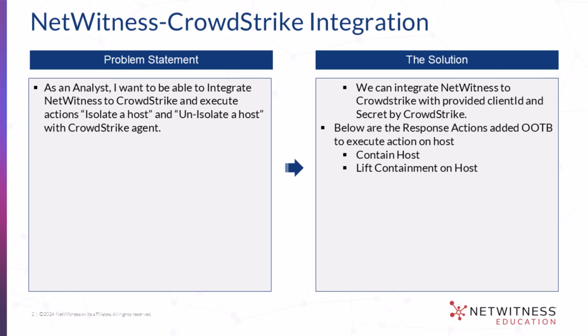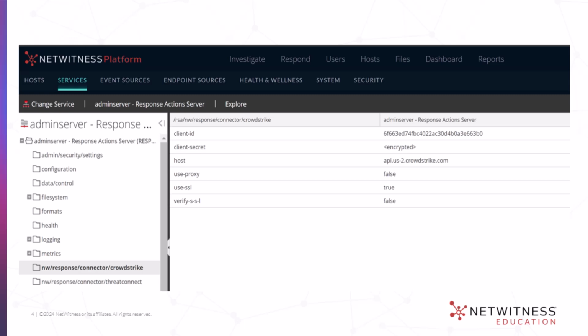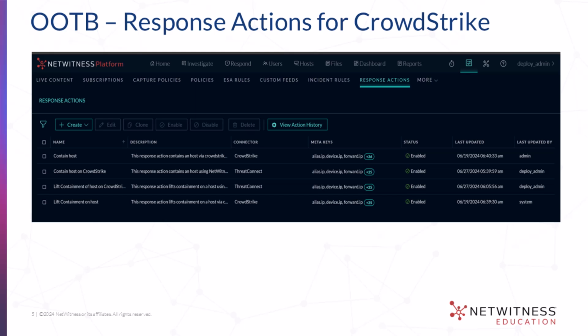Now to integrate, we will be requiring the CrowdStrike client ID and client secret, so those details need to be fed in the Explorer page of Response Action Server, under NetWitness Response Connector CrowdStrike. So here you need to configure the client ID and client secret provided by CrowdStrike, and the host where the CrowdStrike environment is hosted. And if you are using a proxy, you need to set it accordingly. And if you are using SSL, then it has to be set true. And if you are using any cert-based authentication, then you have to set true or false accordingly.